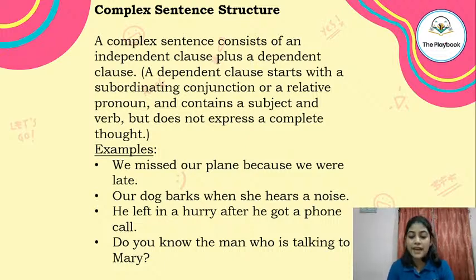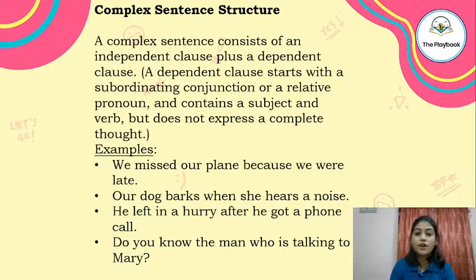Do you know the man who is talking to Mary? Now, do you know the man is an independent clause. Again, it's an independent sentence structure which can stand all alone by itself. But it has another dependent clause, which is who is talking to Mary. So, you are referring to a particular man who is talking to Mary. So, this is how the structure of complex sentences goes. Remember, they always have one independent clause along with another dependent clause. I hope this was clear to you.